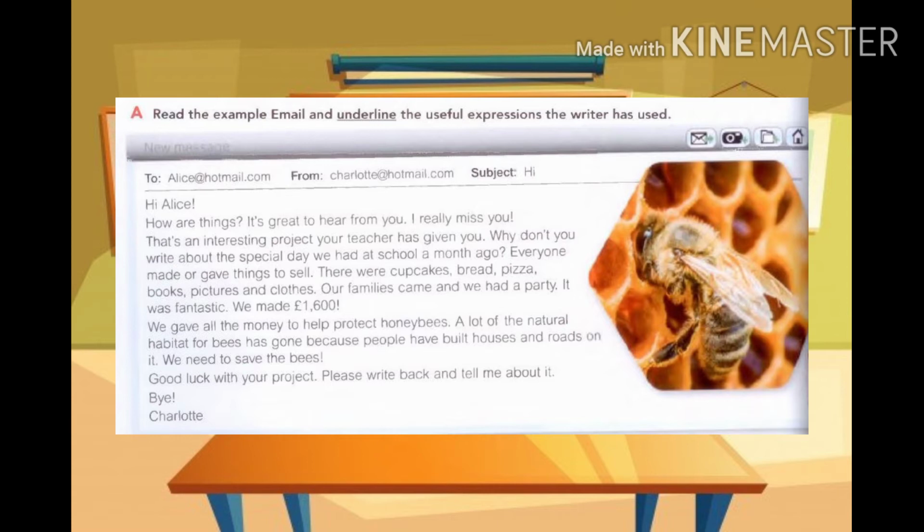Okay, for example, you may see in the very first line, one of the useful expressions is "Hi Alice." Okay, give it a try and try to identify the rest of it.